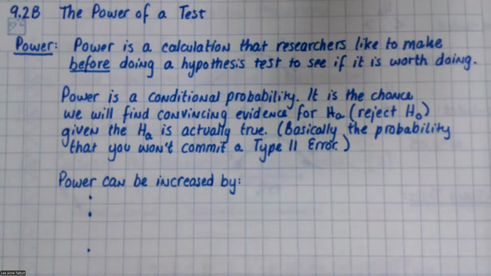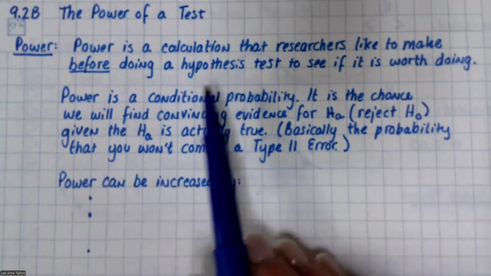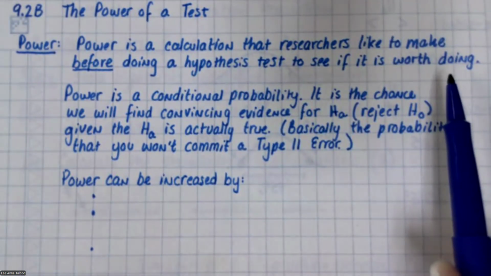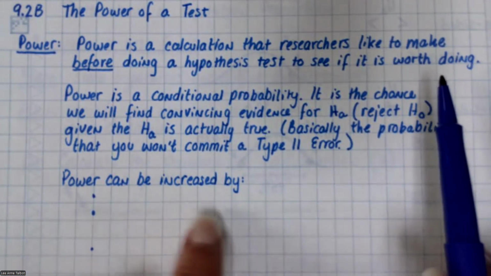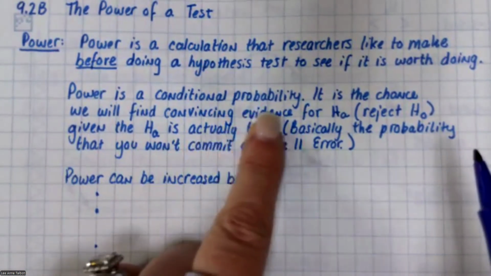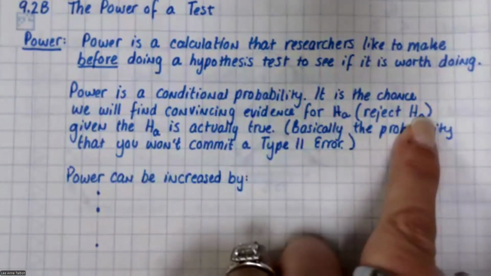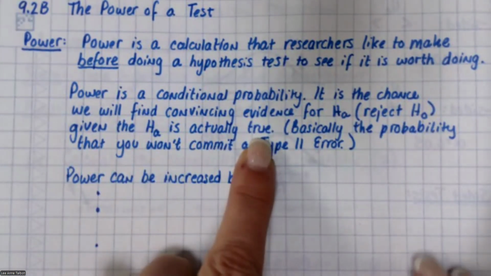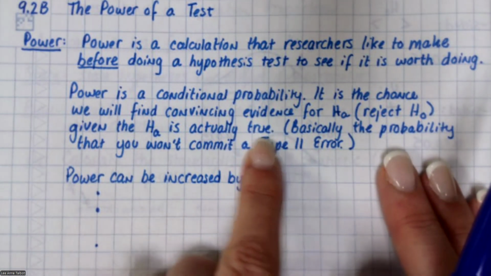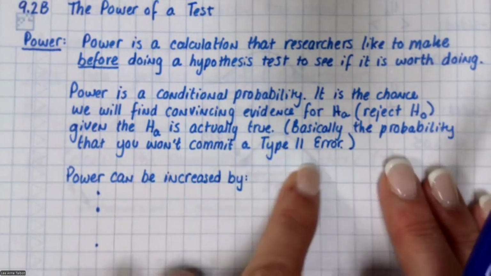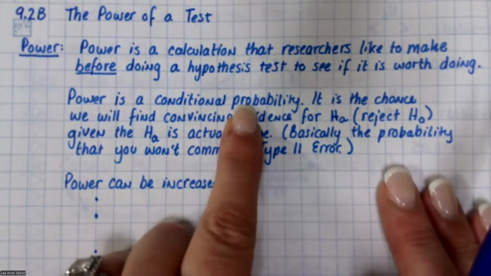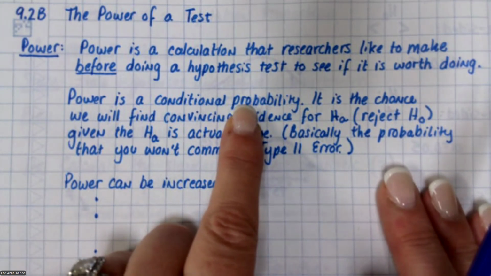Power is a calculation that researchers like to make before doing a hypothesis test to see if it's worth doing. I will never ask you to calculate power. Power is a conditional probability. It's the chance that we will find convincing evidence for the Ha, meaning reject the Ho, given that the Ha is actually true. So you're doing the right thing. You're rejecting the Ho appropriately. Basically, it's the probability that you won't commit a type 2 error. So power is the conditional probability that you'll reject the Ho properly, which is great.